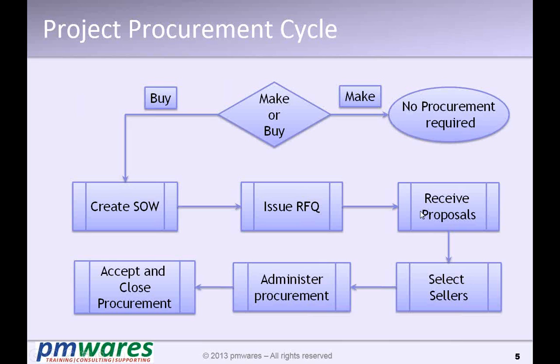So you get a proposal from the vendor. When you get proposals from various vendors, you apply some kind of criteria and try to select one vendor. Maybe you can select more if there are more services to procure. But here, because we are talking about one thing in the project, you select one seller and then award that contract to the seller, and during the procurement you administer it.